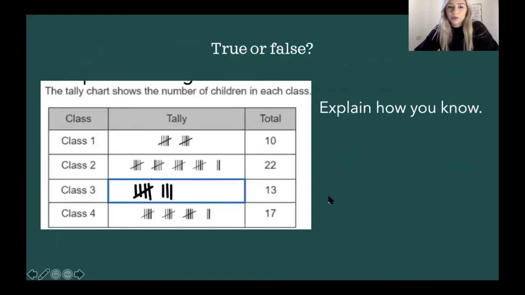So to start off with, we're going to have a look at this tally chart as a bit of a recap. You're going to answer this question, true or false? The tally chart shows the number of children in each class. Explain how you know. So what you need to do, you need to have a look and see if the total showed in the tally matches up with the number at the side. You need to say whether that's true or false, and you need to explain how you know. Pause the video here to answer this question.